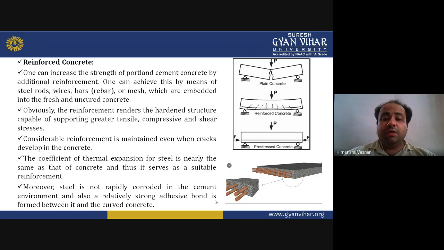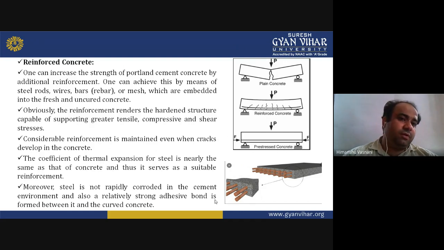The coefficient of thermal expansion for steel is nearly the same as that of concrete, and thus it serves as a suitable reinforcement. Moreover, the steel is not rapidly corroded in the cement environment. And also, a relatively strong adhesive bond is formed between it and the cured concrete.